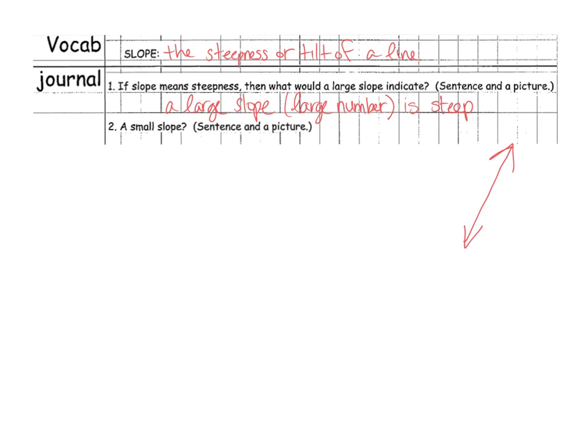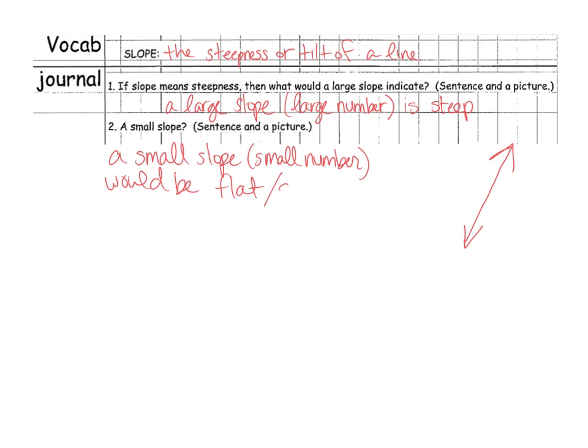So then for number 2, it says a small slope, sentence in a picture. A small slope would be a small number. A small slope will be a small number. And so a small slope would be, we'll call it like flat or shallow. That would be a line that was like this, like barely went up. It's not very steep, it's more flat, doesn't really rise.